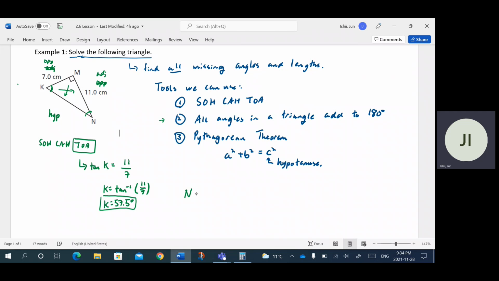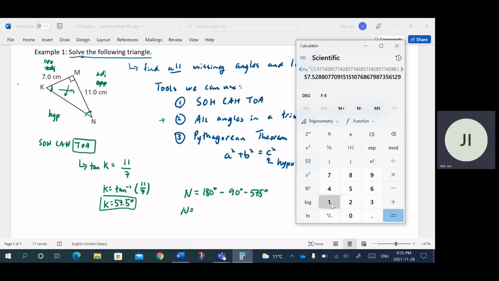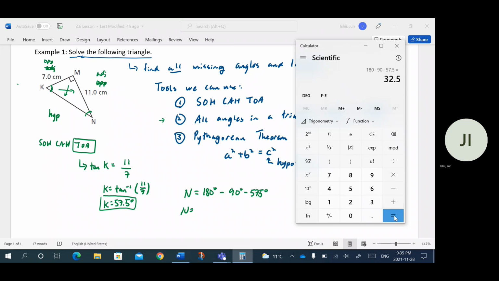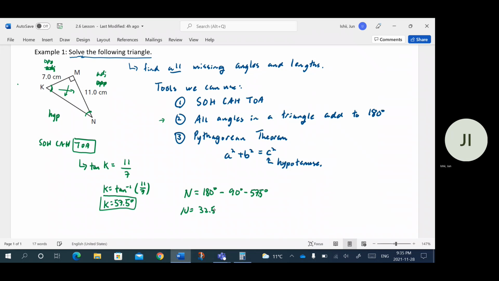All right, so angle n is equal to 180 minus the other two angles. So this was 90 degrees, minus angle k, which we found out was 57.5 degrees. All right, so I subtract those. So 180 minus 90 minus 57.5, and we get 32.5 degrees.